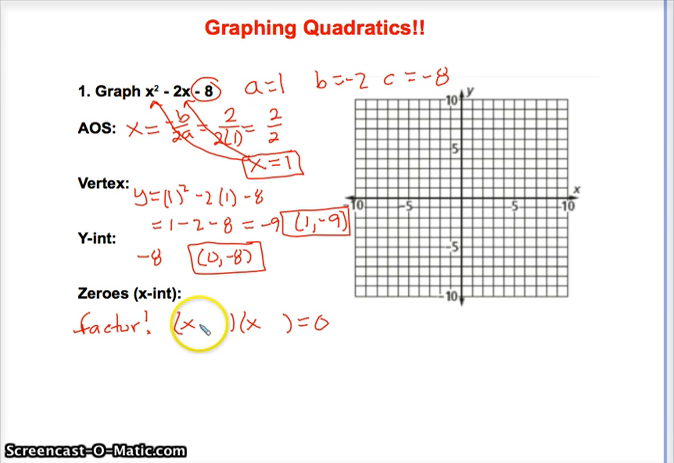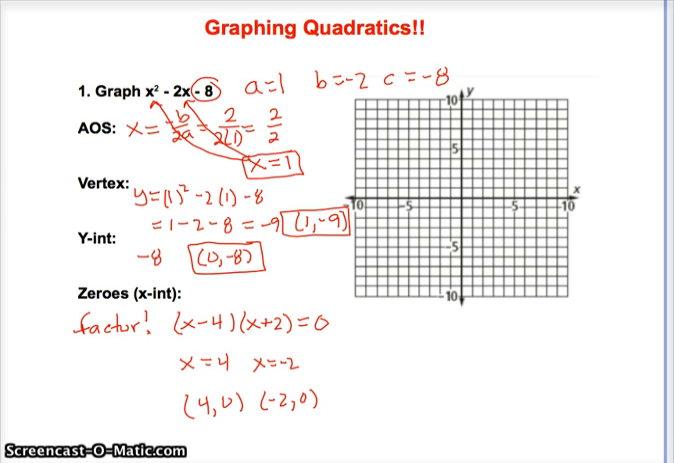So that could be, for example, 4 and 2, negative 4 and positive 2. If I multiply negative 4 times 2, I'll get negative 8. And if I add negative 4 plus 2, I'll get negative 2. These are my factors. My zeros now are x equals 4 and x equals negative 2. Those ordered pairs are 4, 0 and negative 2, 0.